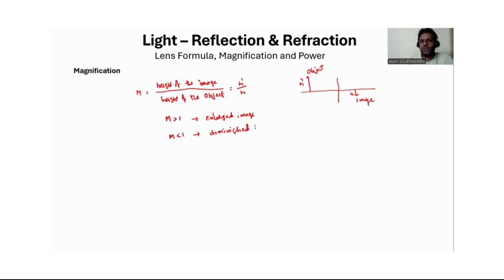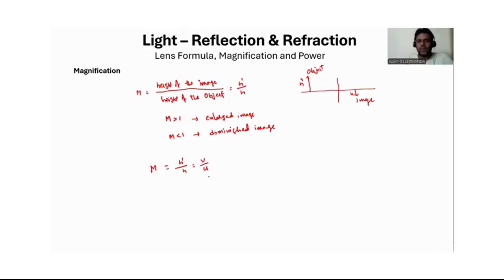Right? It's a small image. The height of the image is smaller than the height of the object. And similarly, the height of the image and object are proportional to the distance of the image and object. So we can also write m as h dash by h or v by u. You understand? So it's v by u. So that's m.